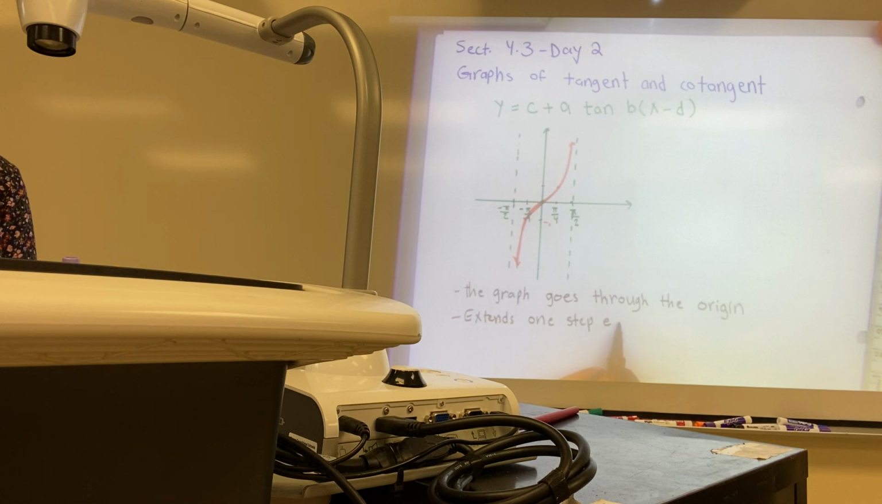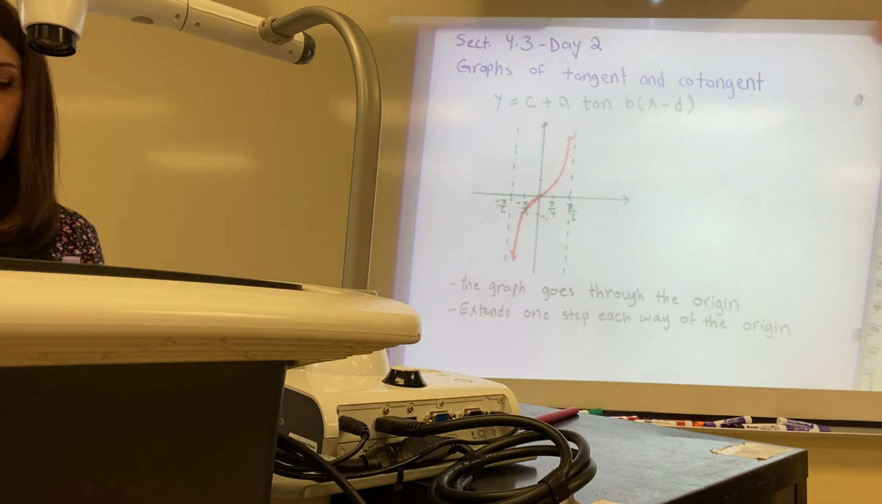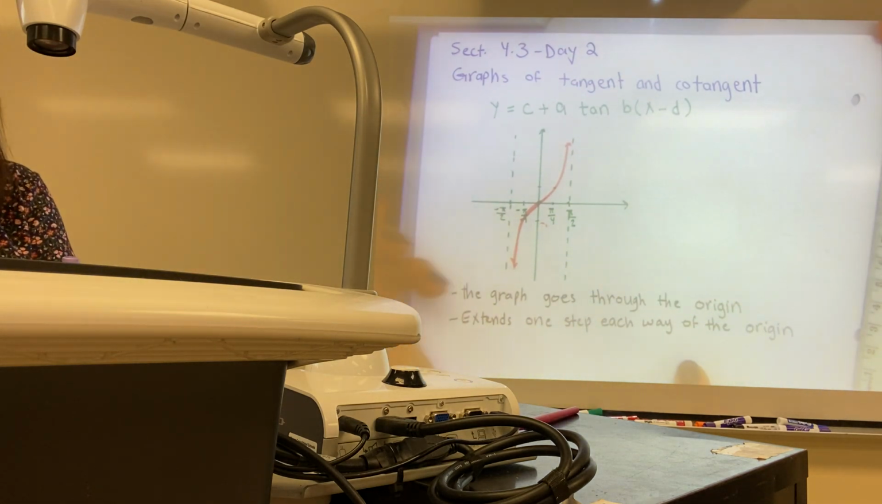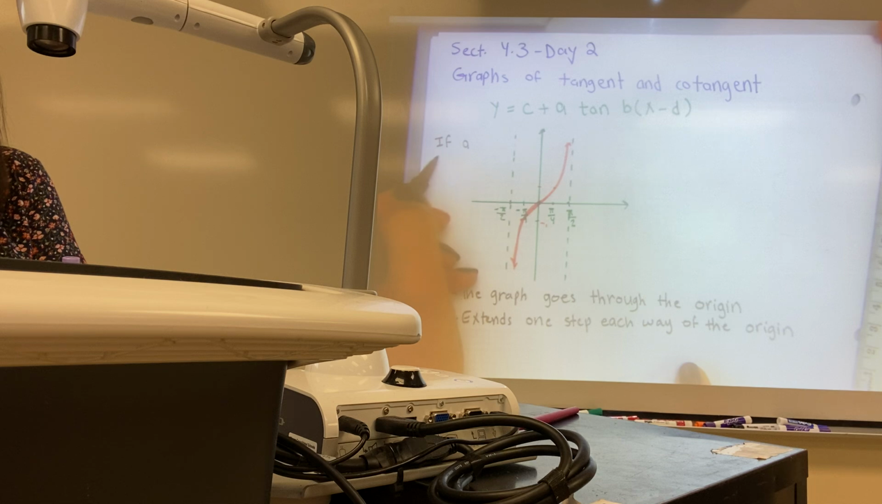One step each way of the origin. Okay. This graph, when A is positive, will look like this, the amplitude. If A is positive.